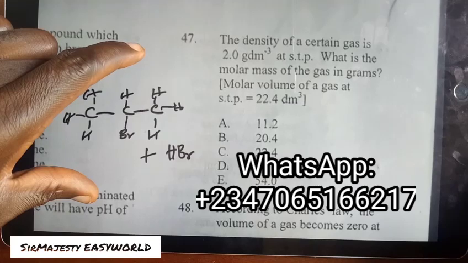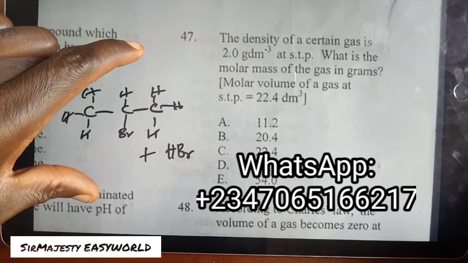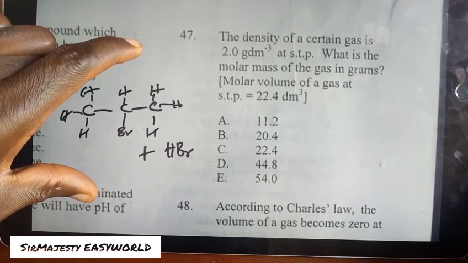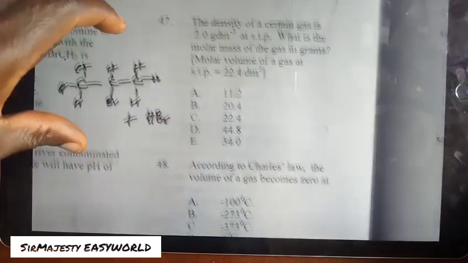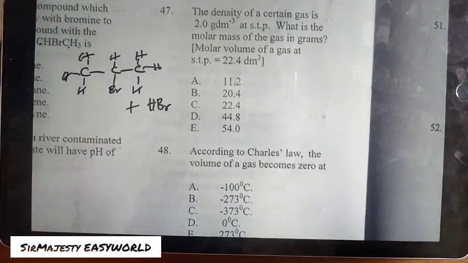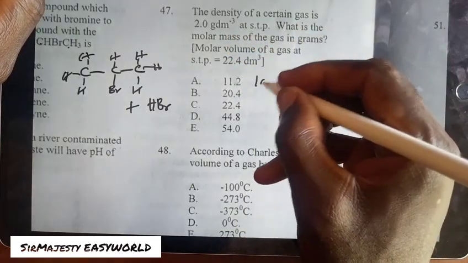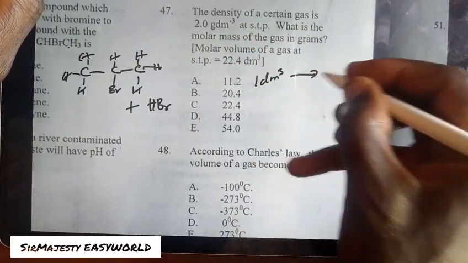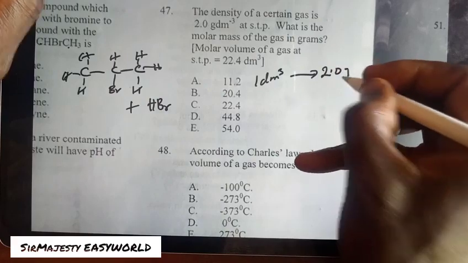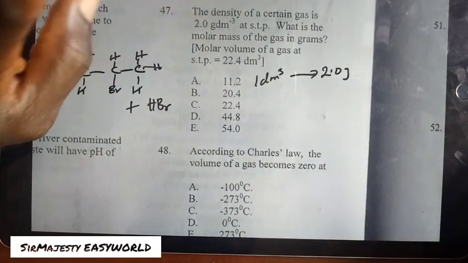Then we go to 47. The density of a certain gas is 2.0 gram per dm cube at STP. What is the molar mass of the gas in grams? Simple. Density, meaning this gram per dm cube, means that 1 dm cube of that gas automatically has a mass of 2.0, because they say per dm cube.